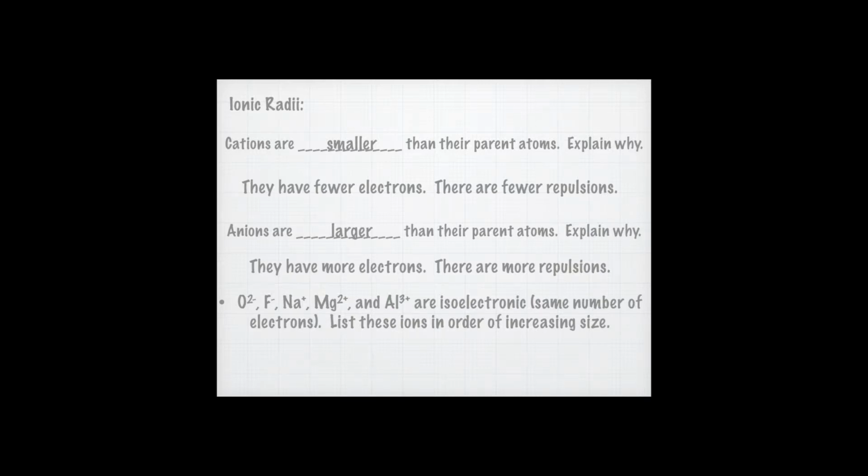Well, aluminum has the most protons, therefore it has the largest effective nuclear charge. And since they all have the same number of electrons, aluminum is going to be the smallest, followed by magnesium, followed by sodium, followed by fluorine, which is much bigger, the fluoride ion, followed by oxide.